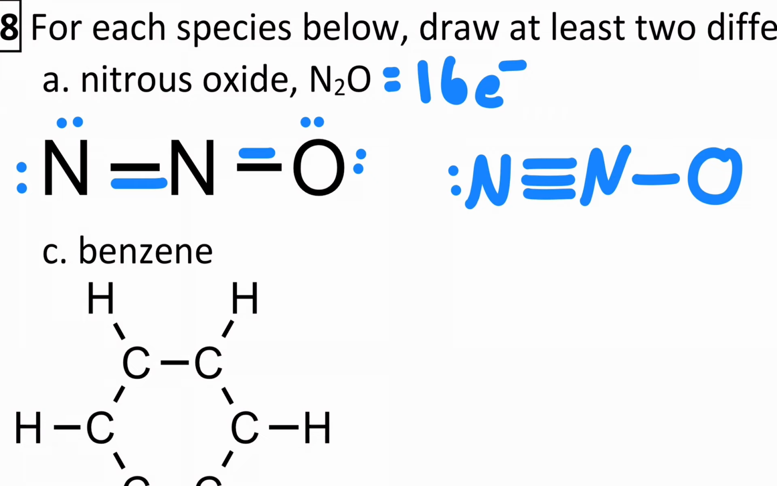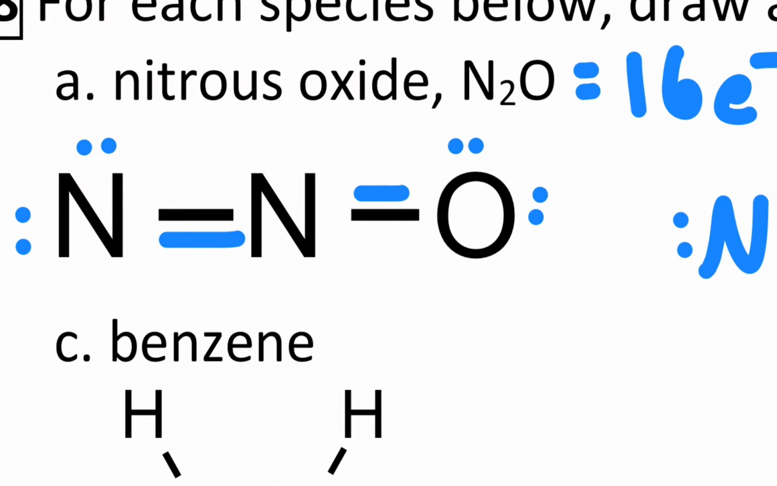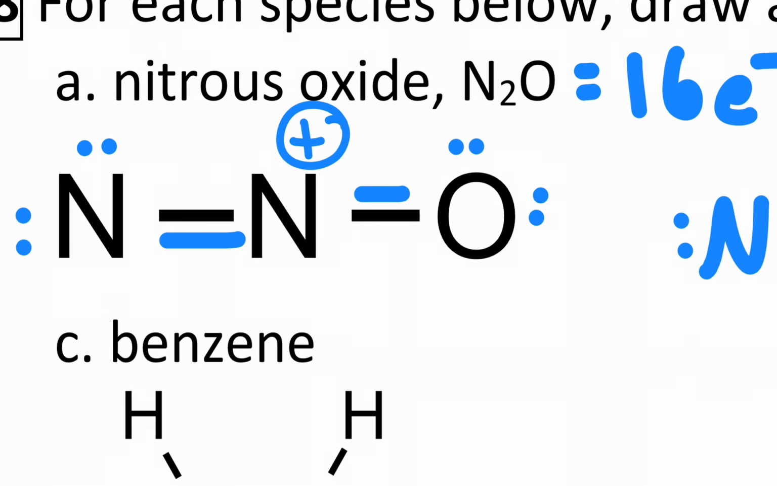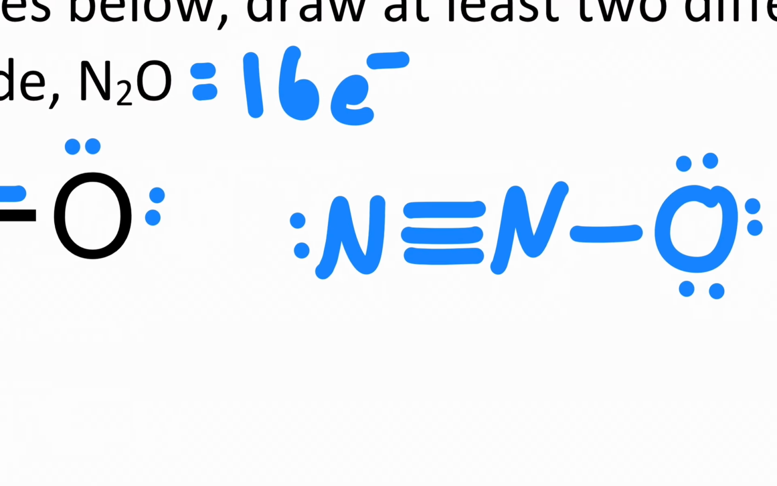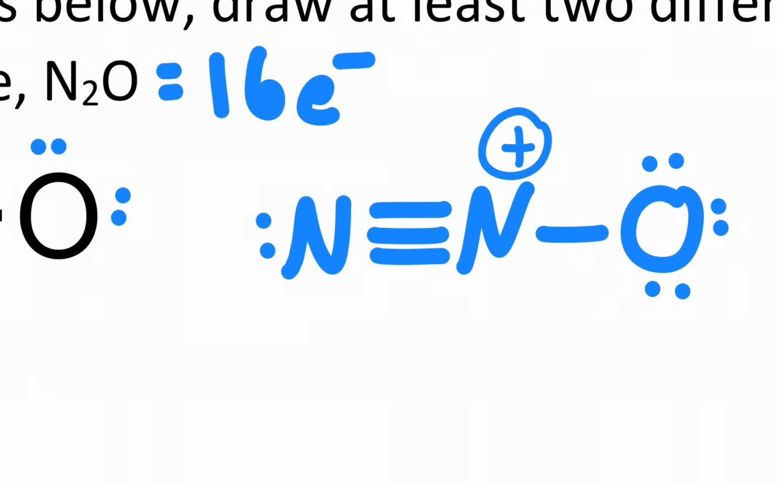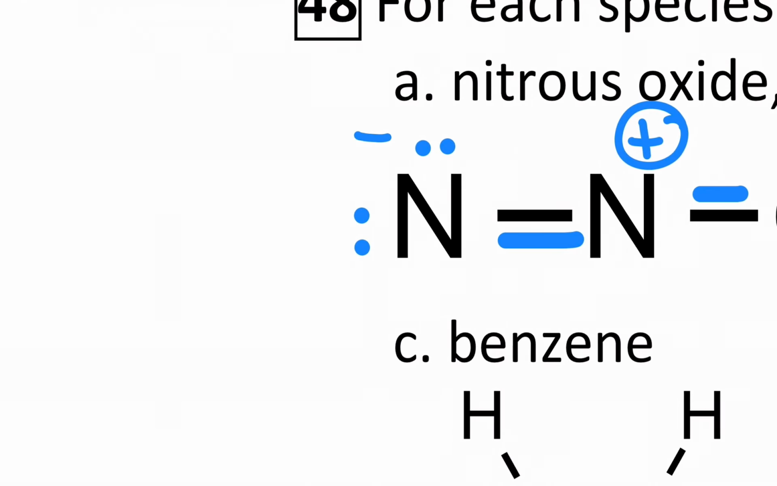That would give me 1 lone pair on the left nitrogen and then 3 lone pairs on the right oxygen. These are both correct. These are both okay. You'll actually learn later about formal charges, so I'm going to slightly introduce that right now. This one would have a positive nitrogen. This one would have a positive nitrogen and a negative oxygen. And, this one would have a negative nitrogen.